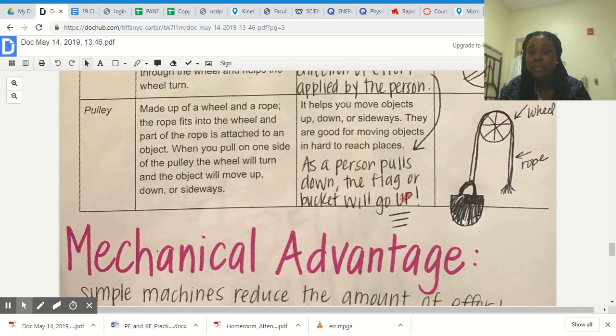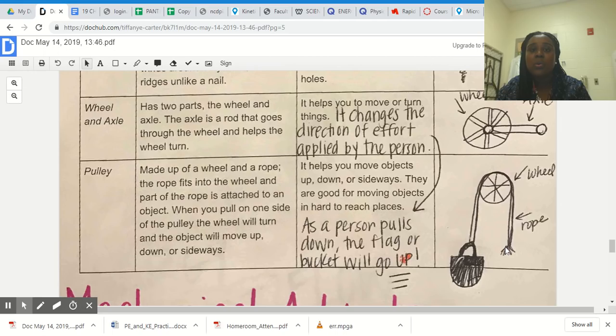The good thing to know is when you apply a force to a pulley, say I want this bucket, or I don't even know what that is, I just drew something. Say I want this object to go up, then I'm going to pull this rope down. So when you are using a pulley, it's going to change the direction of effort applied by the person. As I pull down, the bucket's going to go up, and as I allow the rope to go back up, the bucket's going to go down. So a pulley helps to change the direction of effort applied by the person.